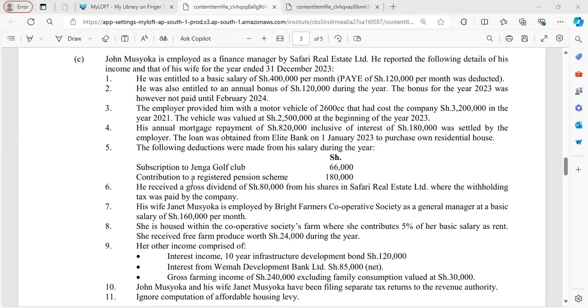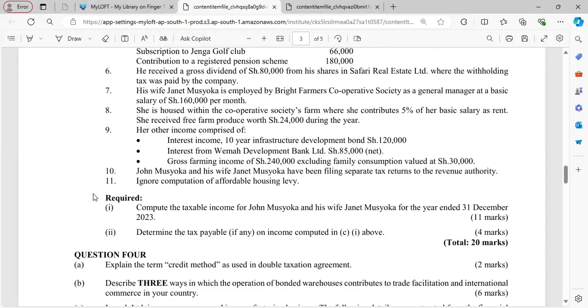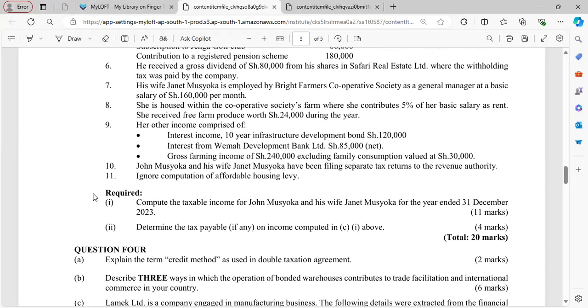Number 10, John Musioka and his wife, Janet Musioka, have been filing separate tax returns to the Revenue Authority. Number 11, ignore the computation of affordable housing levy. Required: Roman 1, compute the taxable income for John Musioka and his wife Janet Musioka for the year ended 31st December 2023. Roman 2, determine the tax payable, if any, on the income computed above.